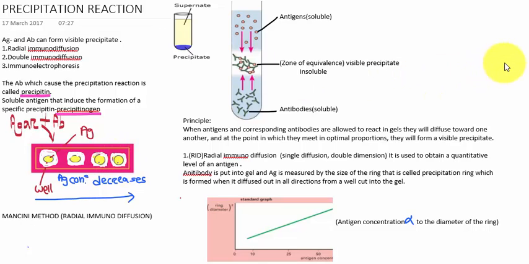So this is all about the precipitation and the single diffusion precipitation, that is called the radial immunodiffusion or the Mancini method. And the antibody which causes the precipitation reaction is called the precipitin. Here the antibodies are called precipitin, and the antigens that induce the formation of specific precipitin, that is called precipitinogen. So this is all about the precipitation reaction and the radial immunodiffusion. In the next class we will be discussing the rest of the part of the precipitation reaction.